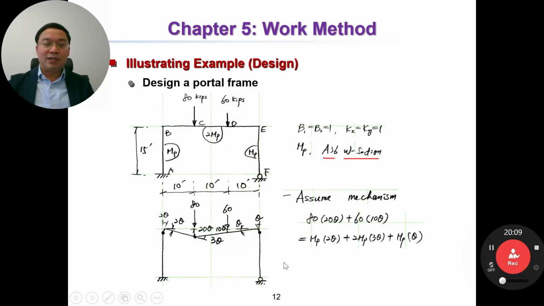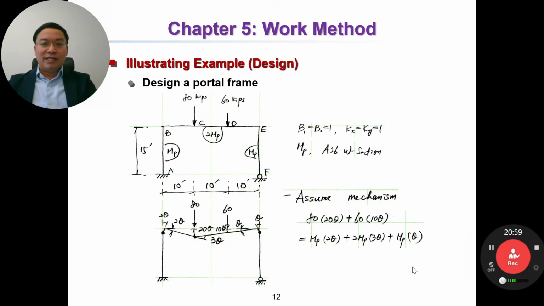Then now we can develop the work equation. External work equal to this one plus this one. Okay. And internal work equal to MP multiplied by here, and this one multiplied by 2MP, 2MP of the beam multiplied by 3 theta, and MP multiplied by theta here, this section. Remember, at this joint, we use the smaller value of MP, okay? So here MP and here 2MP, then we use MP.